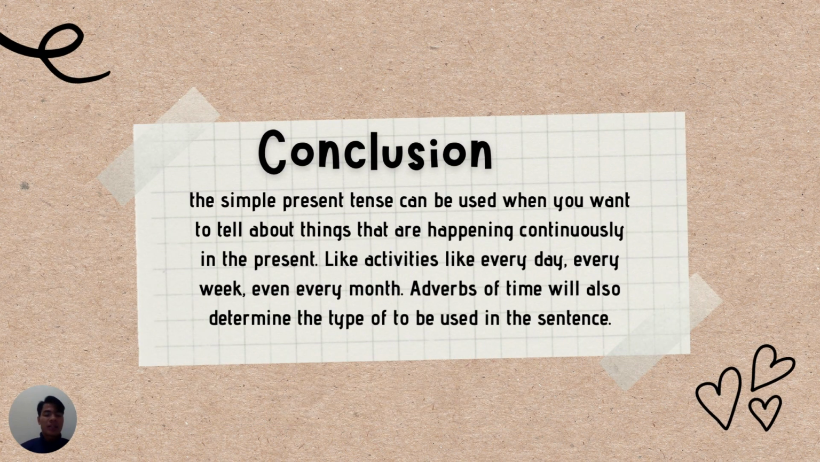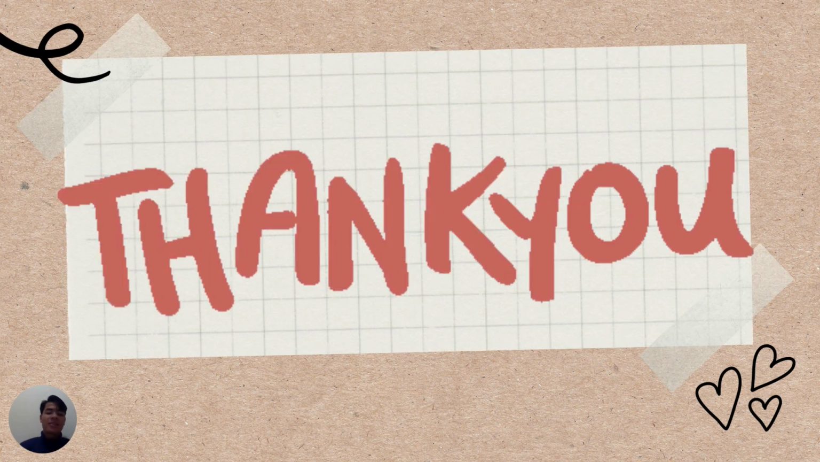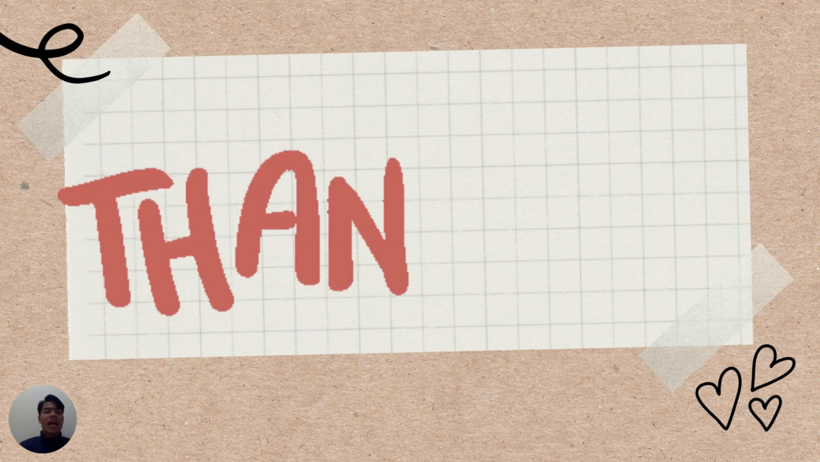Now we'll give you the conclusion. The simple present tense can be used when you want to tell about things that are happening continuously in the present, like activities every day, every week, every month. The adverb of time will also determine the type of be used in the sentence. Okay, this is all I can give to you.